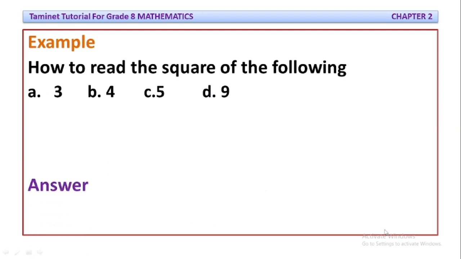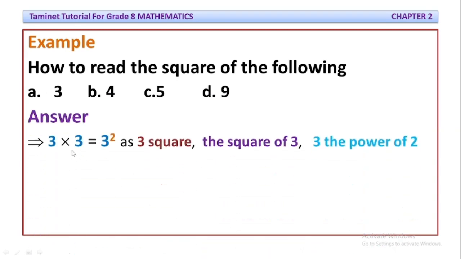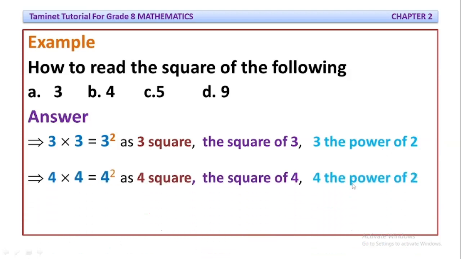So how to read the square of the following number? So 3 times 3 is 3 square, or the square of 3, or we can say 3 to the power of 2. This is the way how to read it.